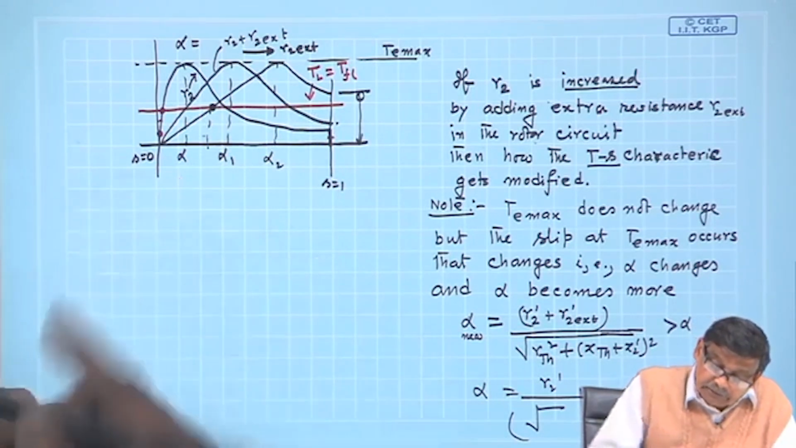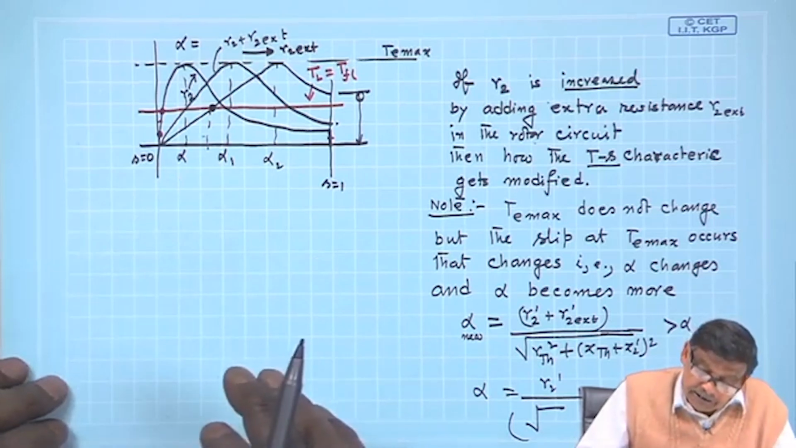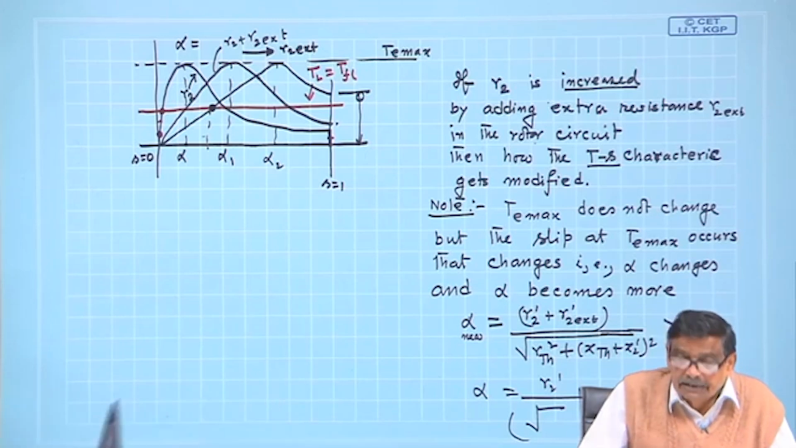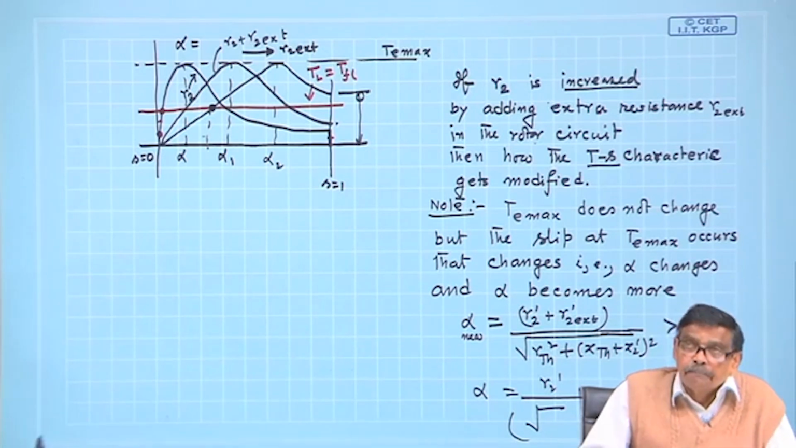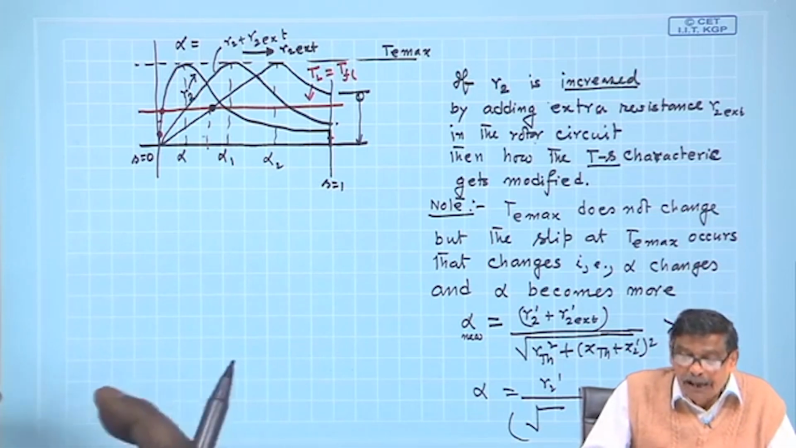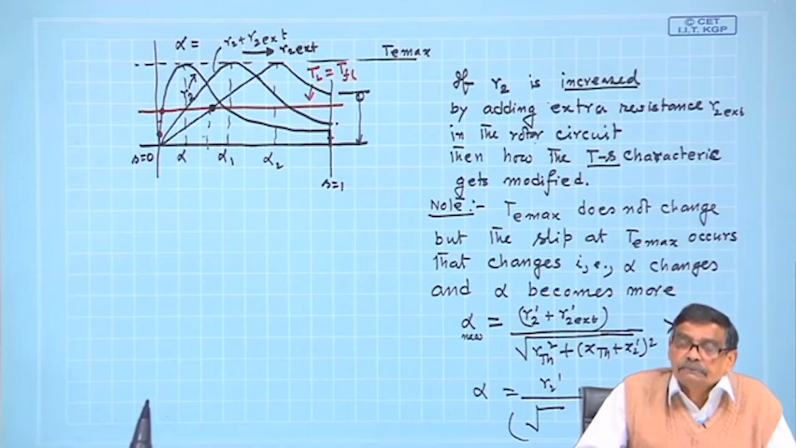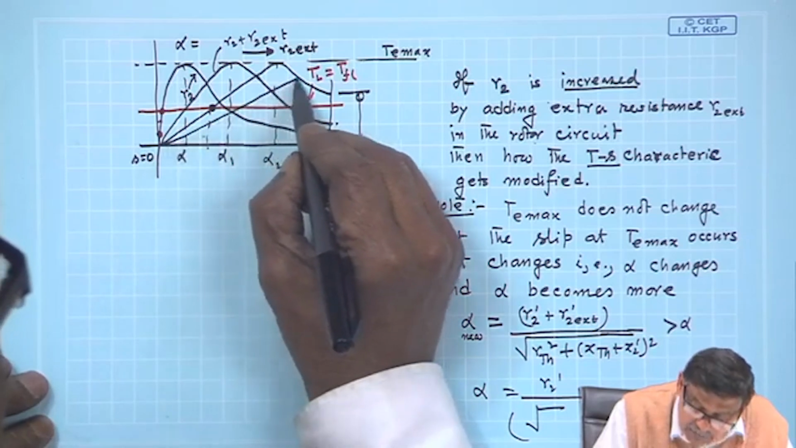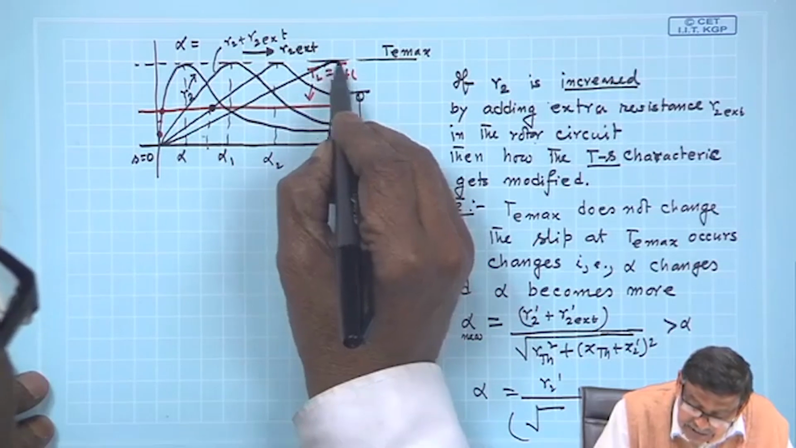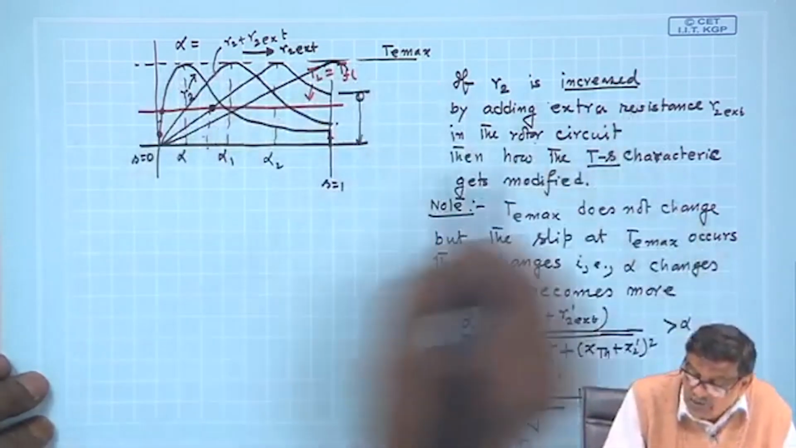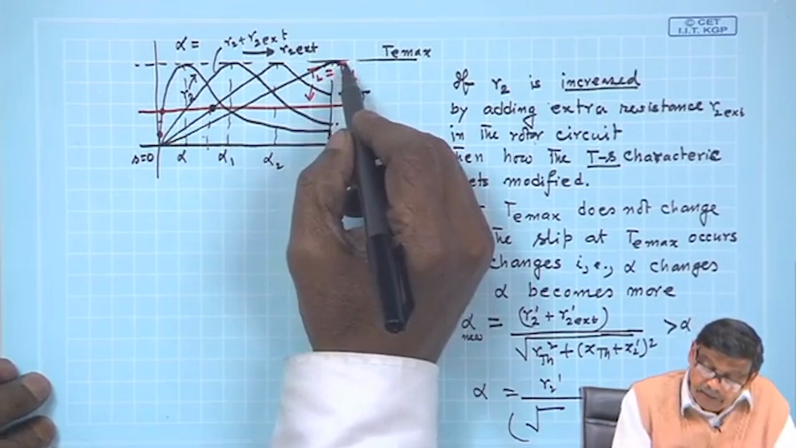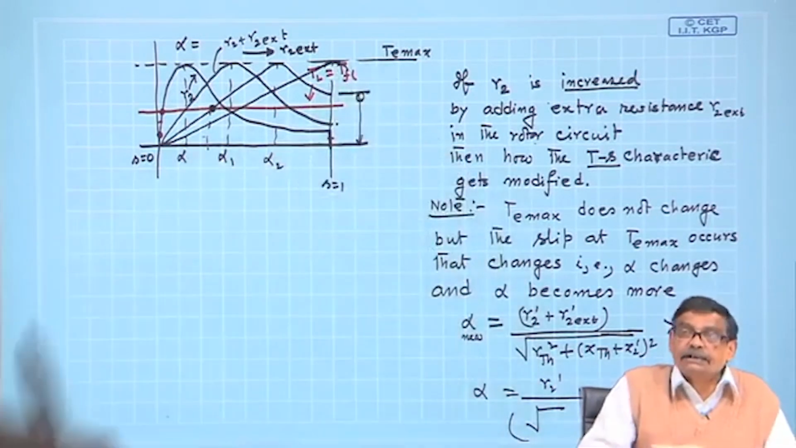In fact, if you wish, you can connect a judicious value of R2 external so as to get the starting torque equal to the maximum torque the motor can develop, because there exists some value of R2 external such that this T max, which does not change as you vary R2, may occur here at s equal to 1. So, the machine will accelerate fast.